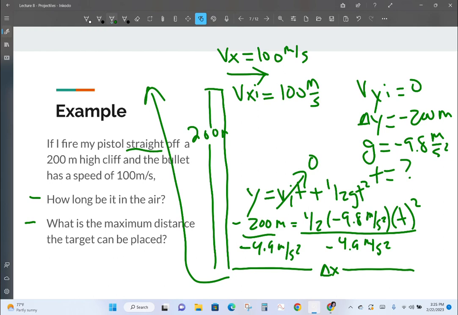And then I'm going to have to take the square root of that. So if I do that, I get 200 divided by 4.9. And then I just take the square root of it. And I'm going to get time is equal to 6.39 seconds.